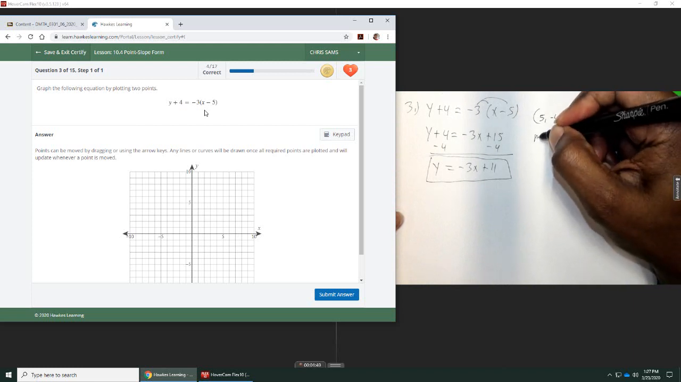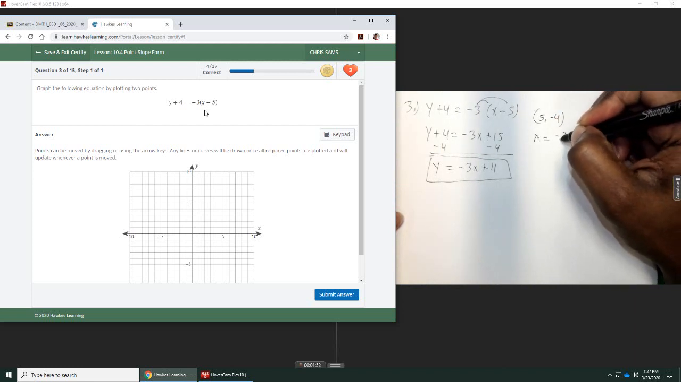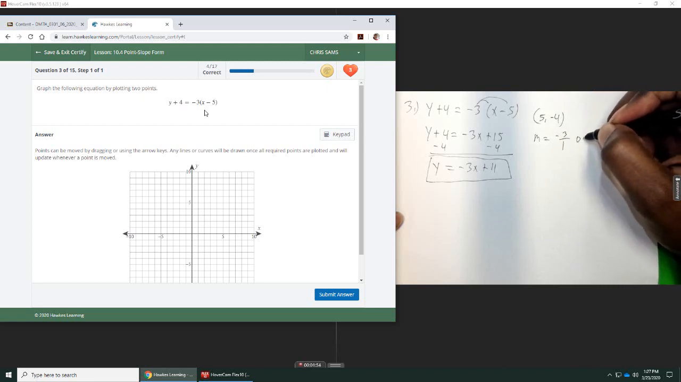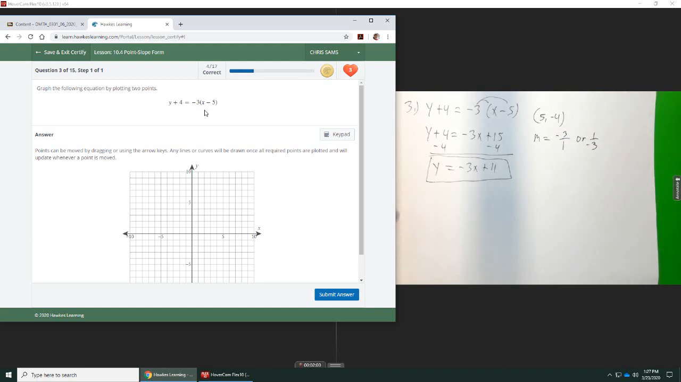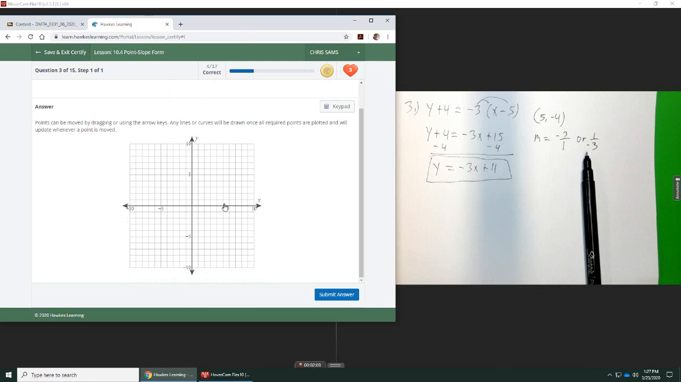So slope, you need to see this as a fraction, negative 3 over 1. Or remember, you can look at it like this, positive 1 over negative 3. Okay, either way, it doesn't matter. But we're going to plot (5, -4) and then use this slope. So, positive 5 down 4. There's our first point. We're going to use negative 3 as our slope. So from here, I'm going to go down 3 more and then right 1. Okay, this would be the same if I were to go up 3 and then left 1.